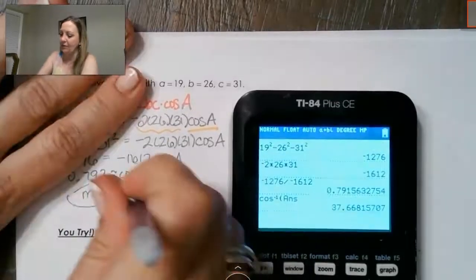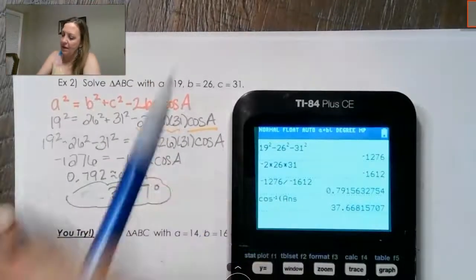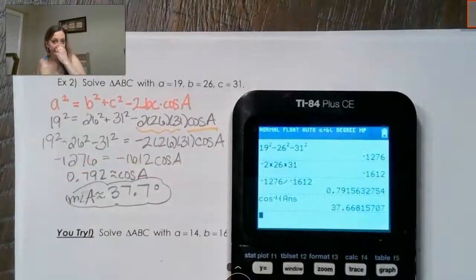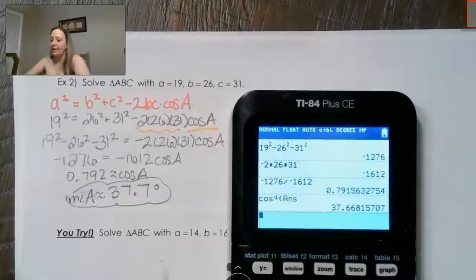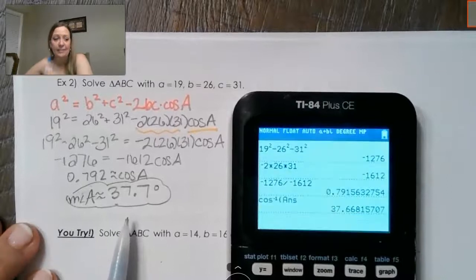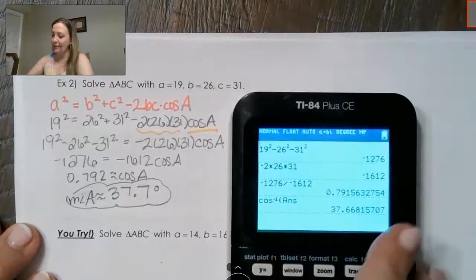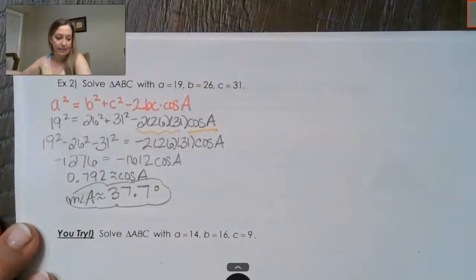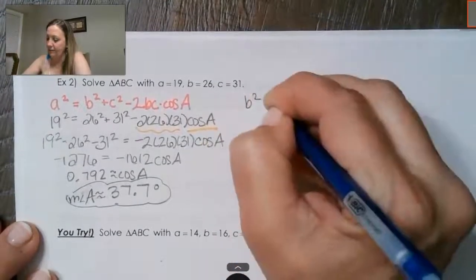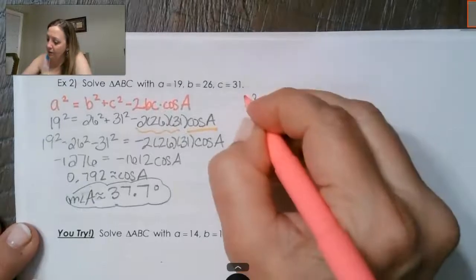Measure of angle A is about 37.7 degrees, okay? We only have one angle, so we can't use the triangle sum theorem until we find another one. So let's find one of the other ones. Again, we can go in order if you want, and we could find B.